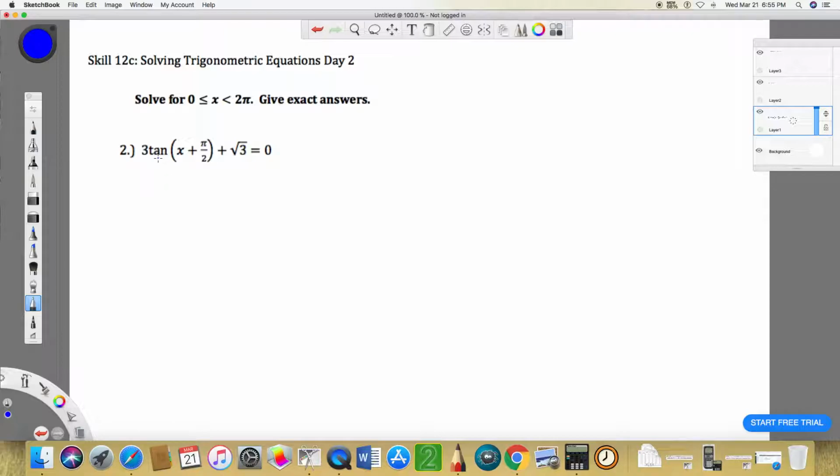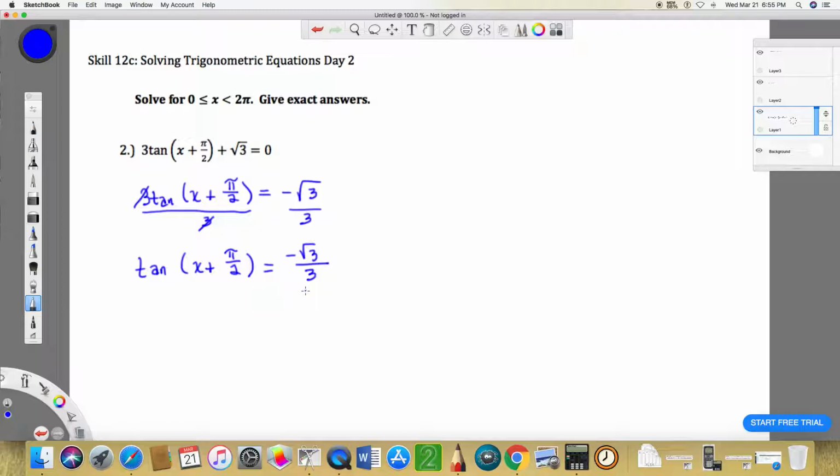So let's get this tangent by itself. It'll take 2 steps to do it. If we subtract this radical 3 and then divide both sides by 3, the tangent of this angle is equal to this negative radical 3 over 3.